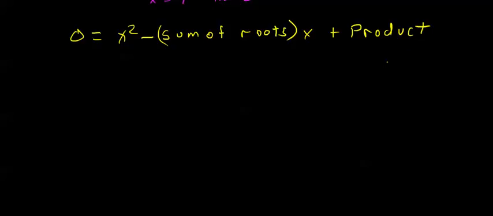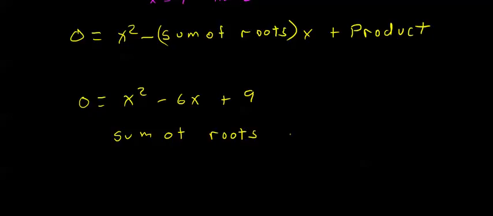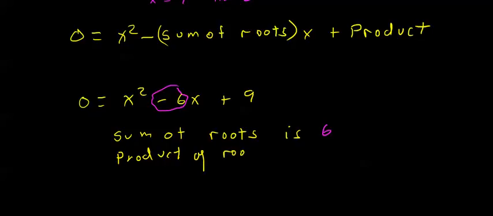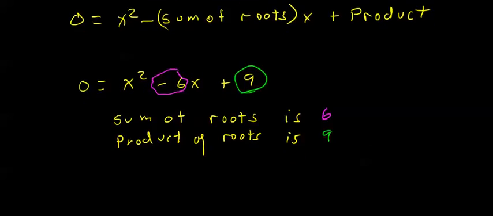Well, it's very easy. If I look at an equation, 0 equals x squared minus 6x plus 9, the sum of my roots is the opposite of this number, the opposite of negative 6, which is 6, and the product of my roots is this number right here. Product is 9. You look at the equation, you got it right away. Not a problem. All right.